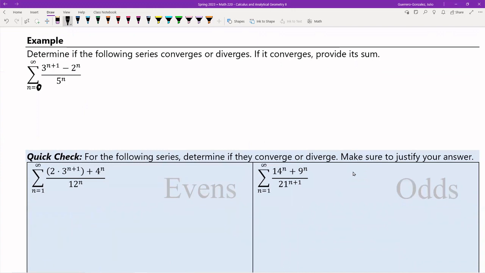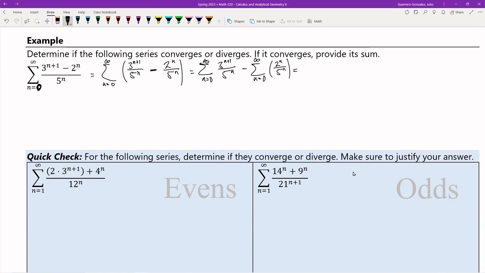I'm going to use my algebra rules. So this is going to be equal to the sum n equals 0 to infinity, and I'm going to split this up over my 5 to the n. So it's going to be 3 to the n plus 1 over 5 to the n, minus 2 to the n over 5 to the n. And that's completely valid. Now that I have it split up under a subtraction, I can split both of them up separately: the sum n equals 0 to infinity of 3 to the n plus 1 over 5 to the n, minus the sum n equals 0 to infinity of 2 to the n over 5 to the n.